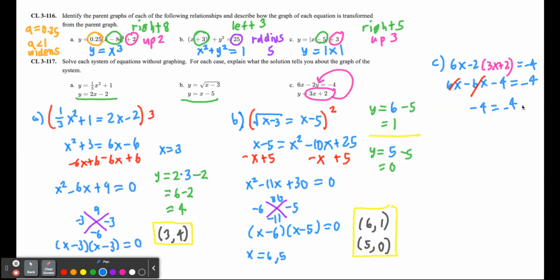Since you get an equation with no x's that's true, because negative 4 does equal negative 4, your answer is all real numbers. There you go.